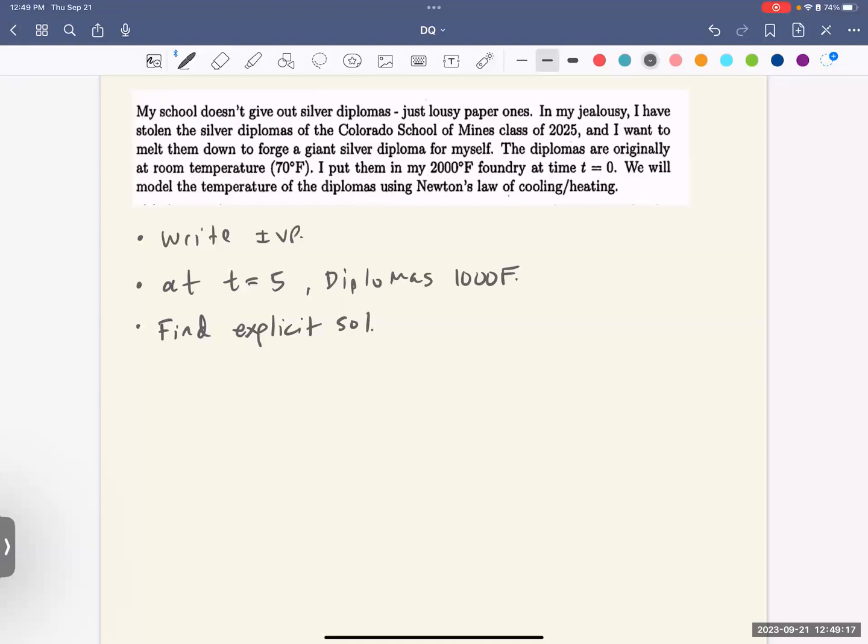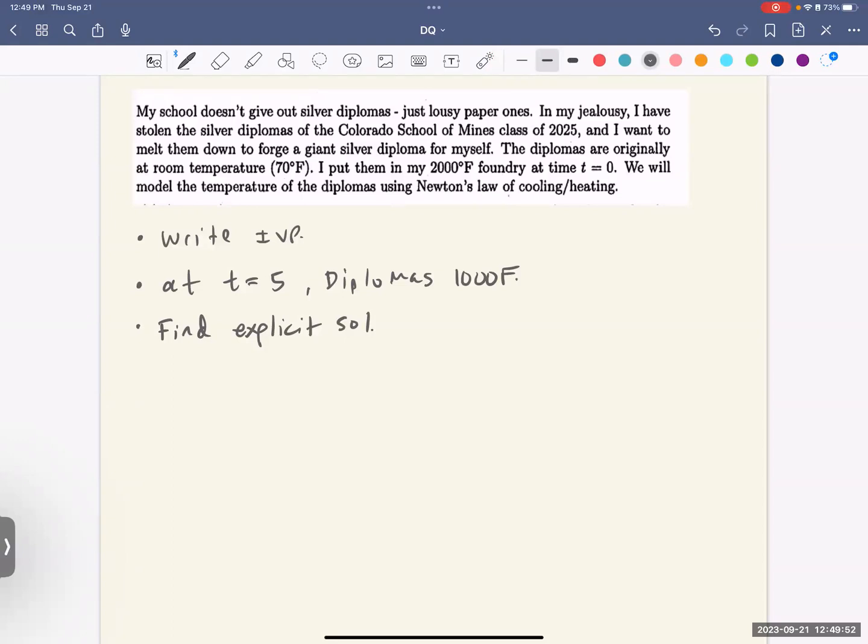Okay, here is a heating cooling problem from an exam a few years ago. It's a diploma problem, and we're melting down diplomas to make a big diploma. So it's a Newton's law of heating and cooling problem that tells you that in the problem, and that relates temperature between an object and an environment. Here, the object is a bunch of diplomas, and the environment is a 2000 degree foundry.